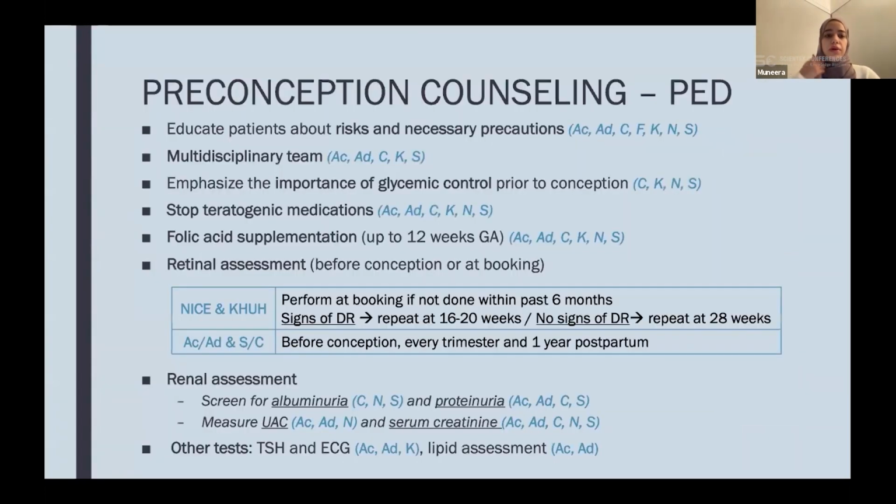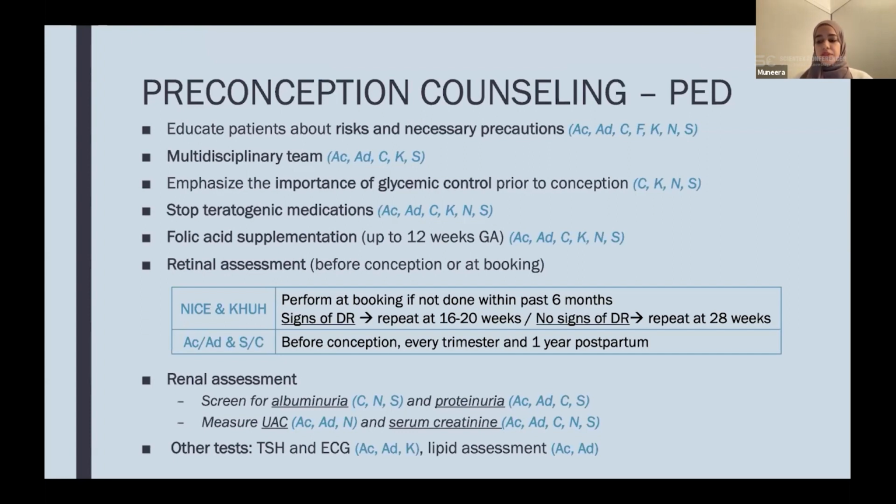So first of all, for patients with pre-existing diabetes, it's recommended that they undergo preconception counseling. They need to be educated about the risks and the necessary precautions that are required prior to conception. And they need to be managed by a multidisciplinary team that might involve an obstetrician, endocrinologist, or a diabetic educator. We must emphasize the importance of glycemic control prior to conception in order to minimize those risks associated with hyperglycemia.